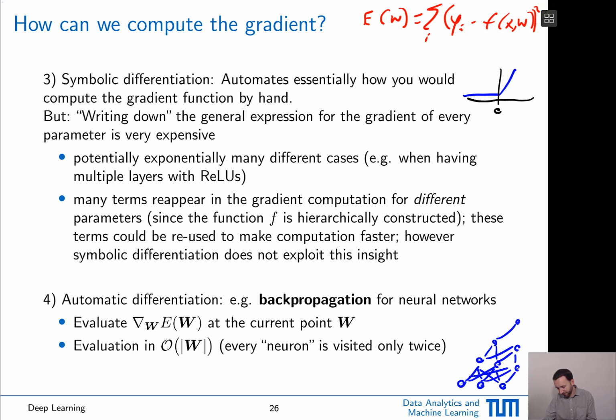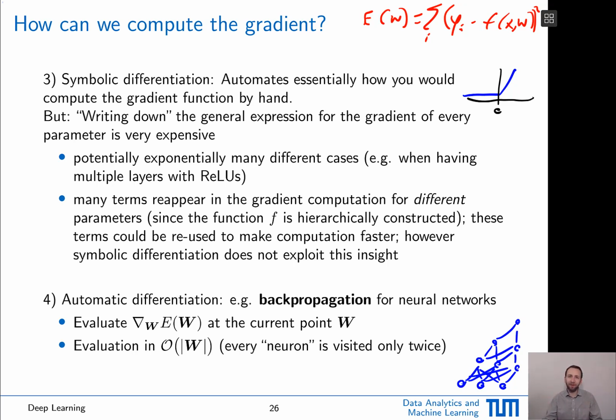So here, for example, you see that this neuron plays a role for many other neurons as well, right? So the gradient of this one also plays a role in multiple different pieces. And this reappearing of different gradient computations is not possible if you just naively write down your gradient symbolically, right? You don't see that some calculations appear multiple times, and then of course you don't use this information. You have to recalculate it again and again.